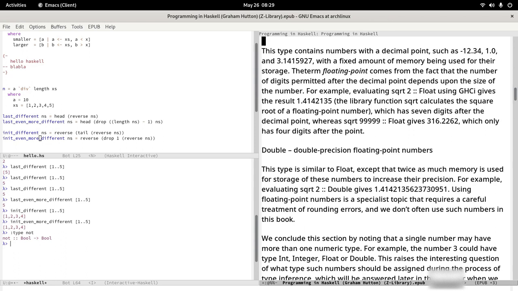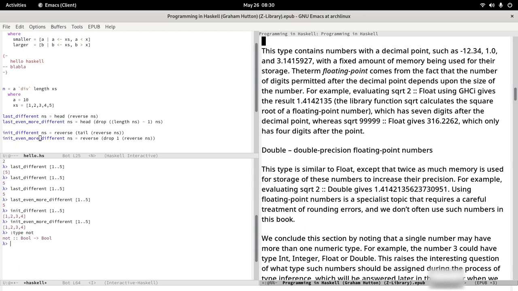For example, evaluating square root of 2 of type Float using GHCi gives the result 1.4142135. The library function sqrt calculates the square root of a floating point number, which has 7 digits after the decimal point, whereas square root of 999 of type Float gives 31.622776, which only has 6 digits after the point.